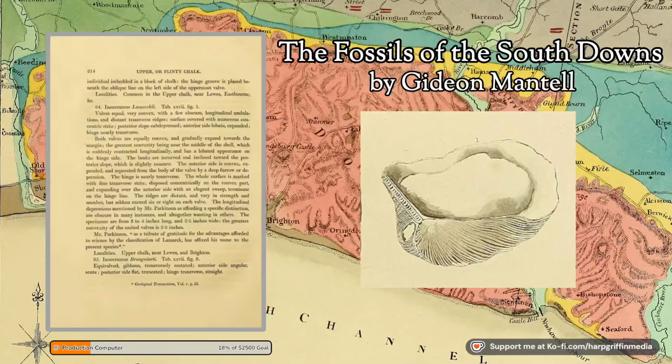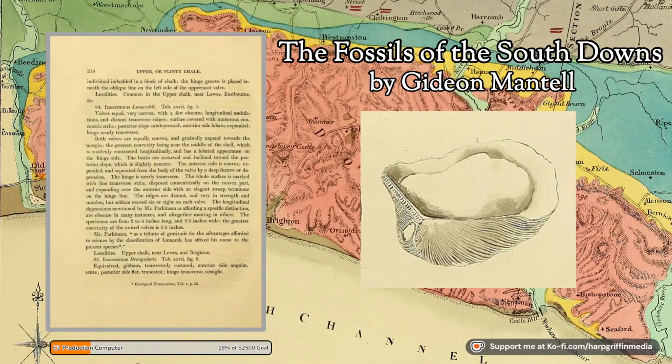84. Inoceramus lamarcki. Tablet 27, Figure 1. Valves equal, very convex, with a few obscure longitudinal undulations, and distant transverse ridges, surface covered with numerous concentric striae. Posterior slope subdepressed, anterior side lobate expanded, hinge nearly transverse. Both valves are equally convex and gradually expand towards the margin, the greatest convexity being near the middle of the shell, which is suddenly contracted longitudinally and has a lobated appearance on the hinge side.